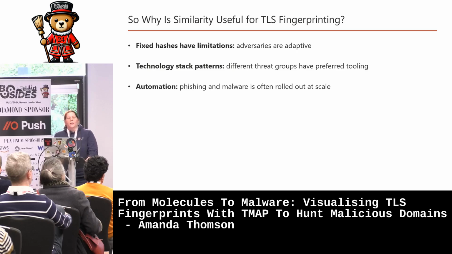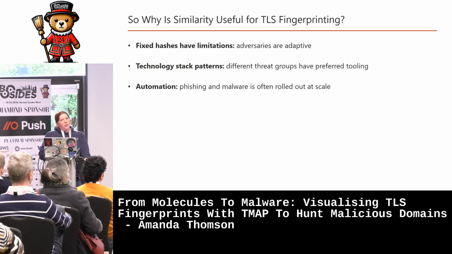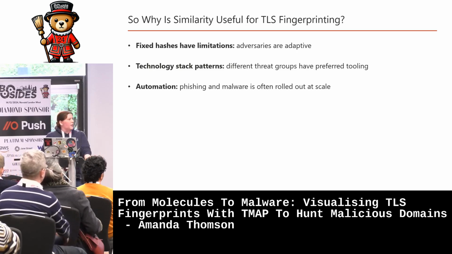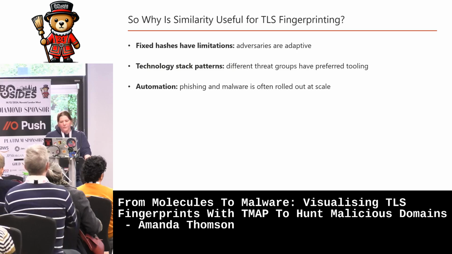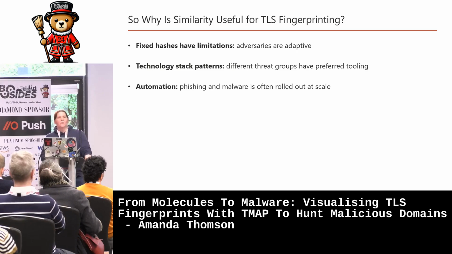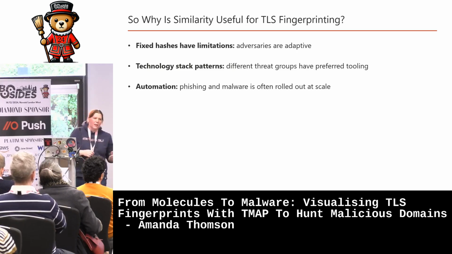So why is similarity useful for TLS fingerprinting? It's a really interesting question, because exactly the same problems for malware exist with fingerprinting. Threat actors can make tiny, tiny configuration changes to their servers to get around known fingerprints. So having a fixed hash approach is fallible. But it's also incredibly useful because more and more commonly threat actors are using automation, they're using common technology stacks.